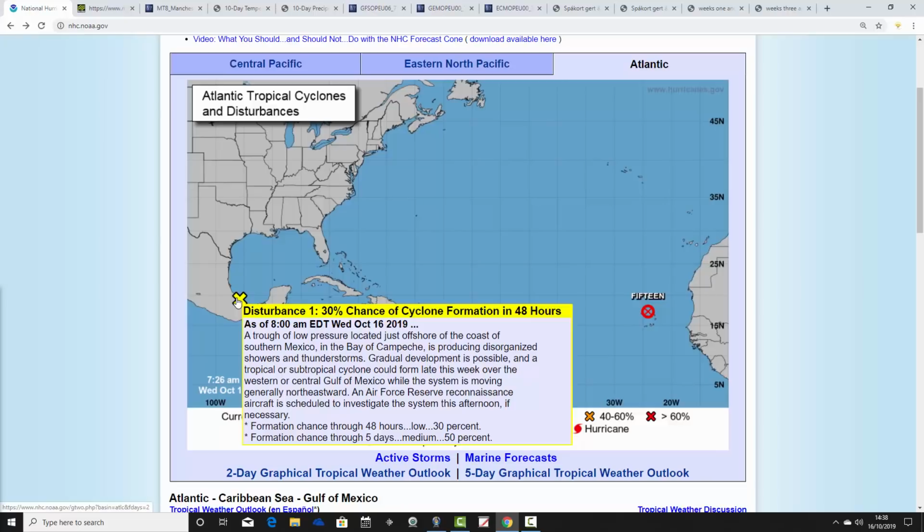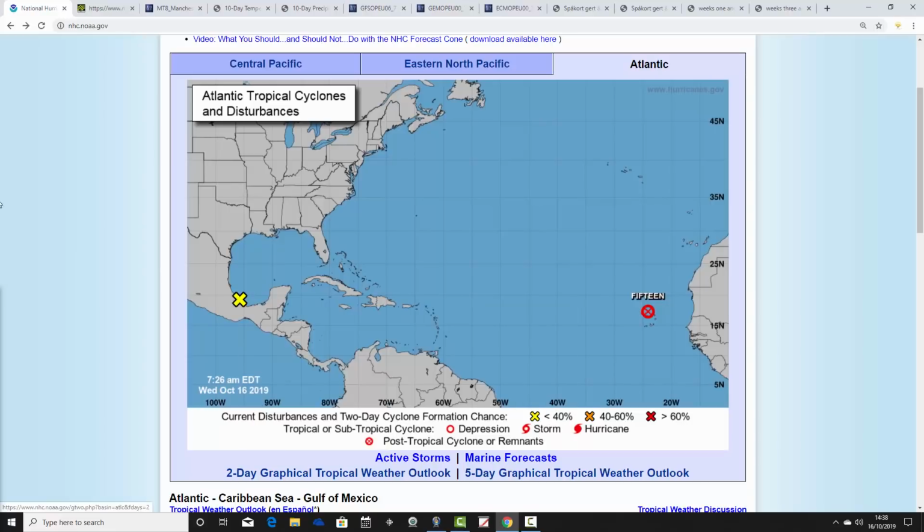It's got a 30% chance, a low chance, of becoming a tropical cyclone in the next 2 days, but a 50% chance in the next 5 days. So that could become Tropical Storm Nestor as it moves into the Gulf of Mexico. It looks like it's going to move in that kind of direction. As it moves over the warm seas of the Gulf of Mexico, it might develop into a tropical storm.